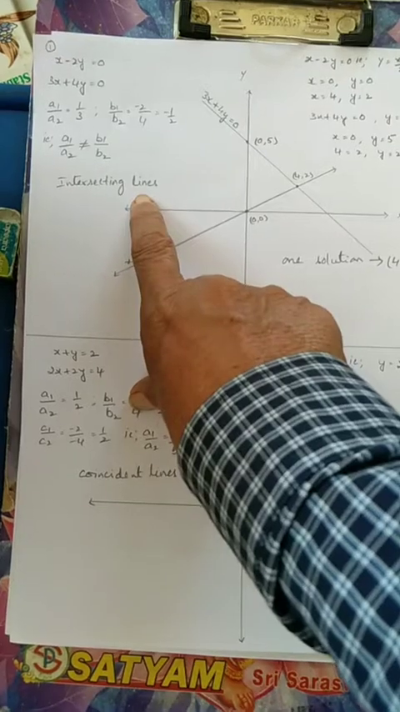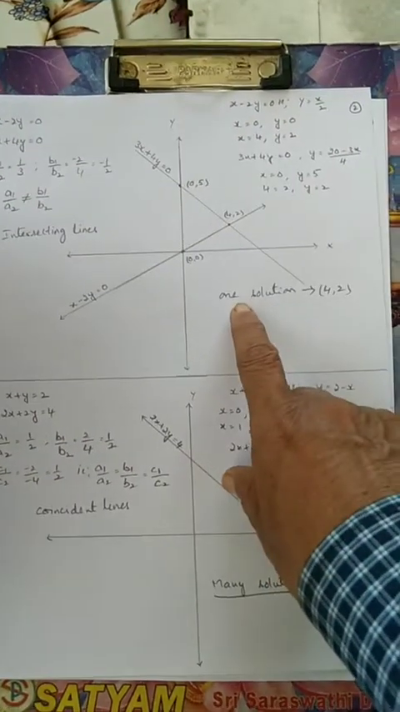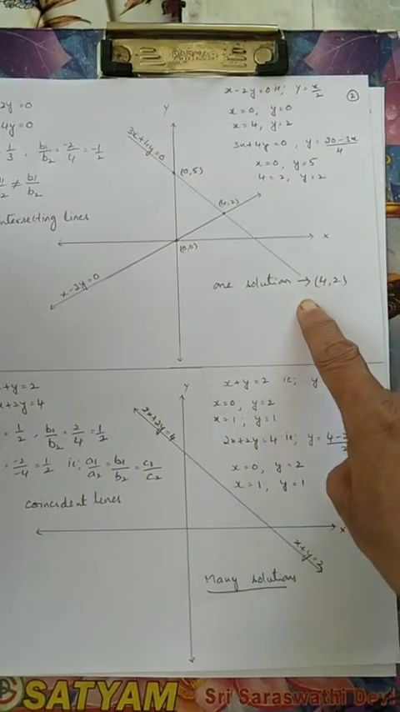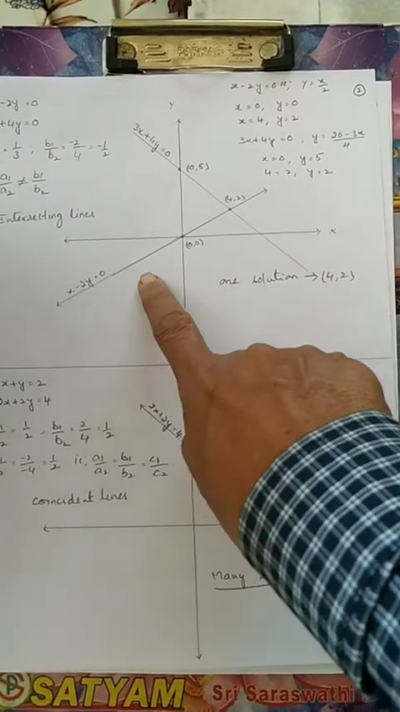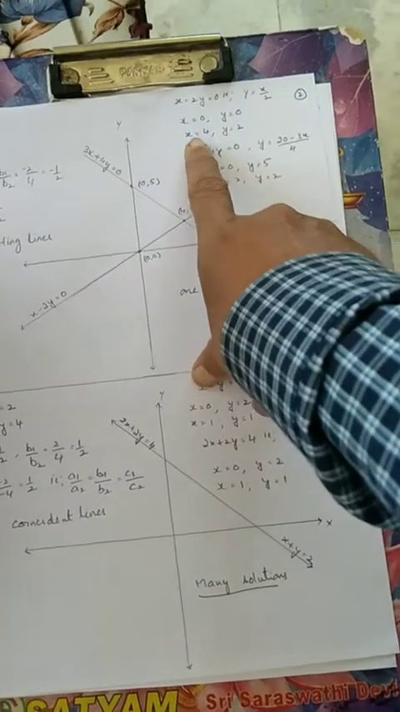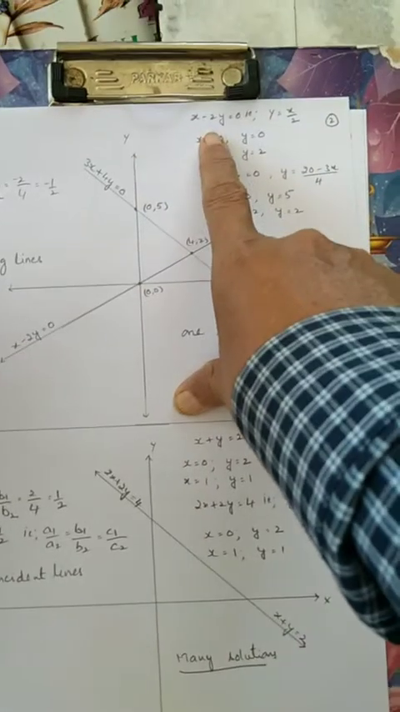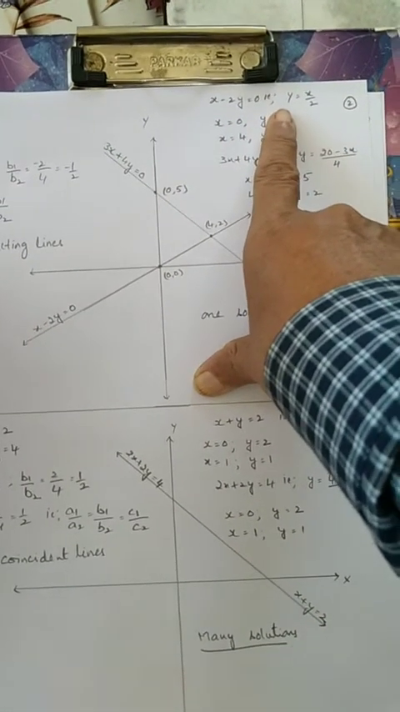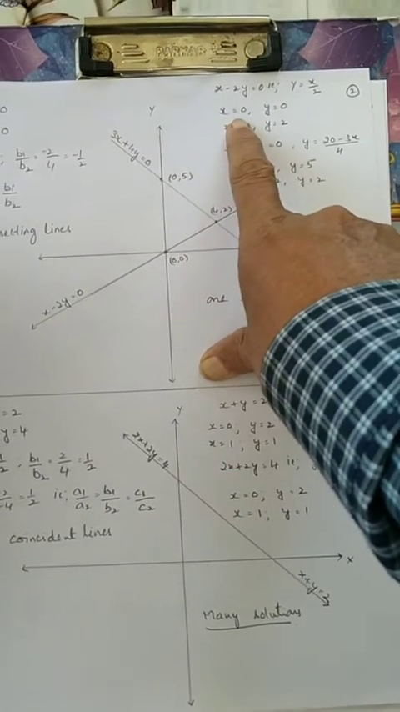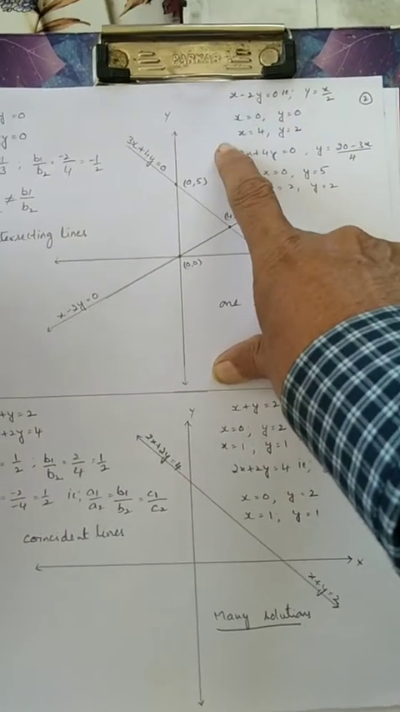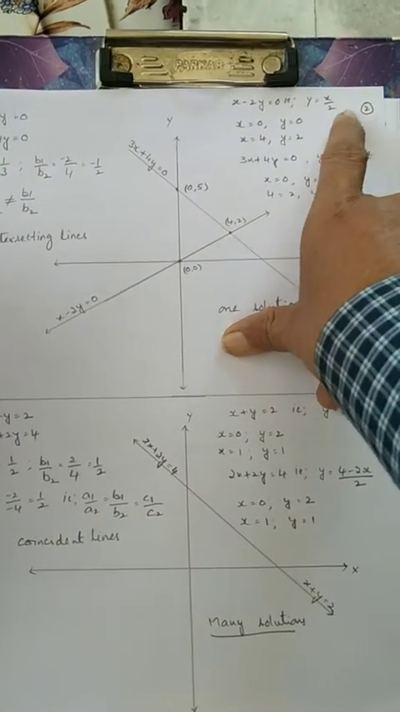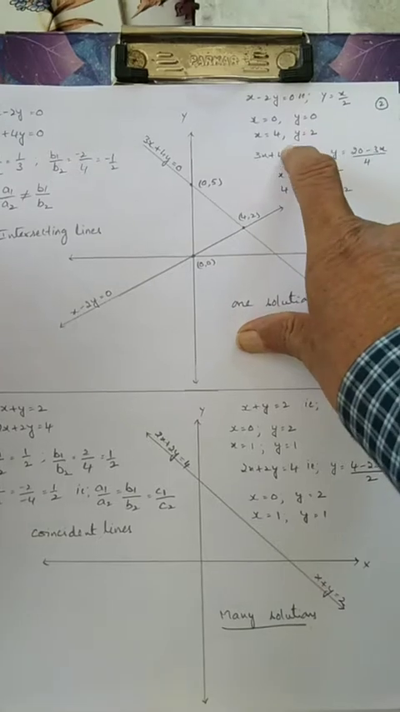So we can see these two lines are intersecting. Here we can easily observe in this graph. This graph is x plus 4y is equal to 0, and this is the graph x minus 2y is equal to 0. Is it clear, all of you? Now you see here x minus 2y is equal to 0. That is nothing but y is equal to x by 2. If you take x is equal to 0, y will be 0. If you take x is equal to 4, y will be 2. We have to substitute in this equation. 4 means 4 by 2 is 2.